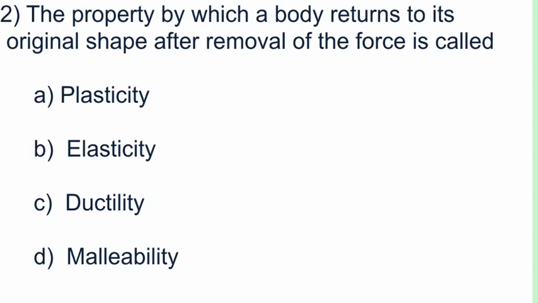Next question, the property by which a body returns to its original shape after removal of the force is called option A, plasticity, option B, elasticity, option C, ductility, and option D, malleability. And the answer is option B, elasticity. The property by which a body returns to its original shape after removal of the force is called elasticity.